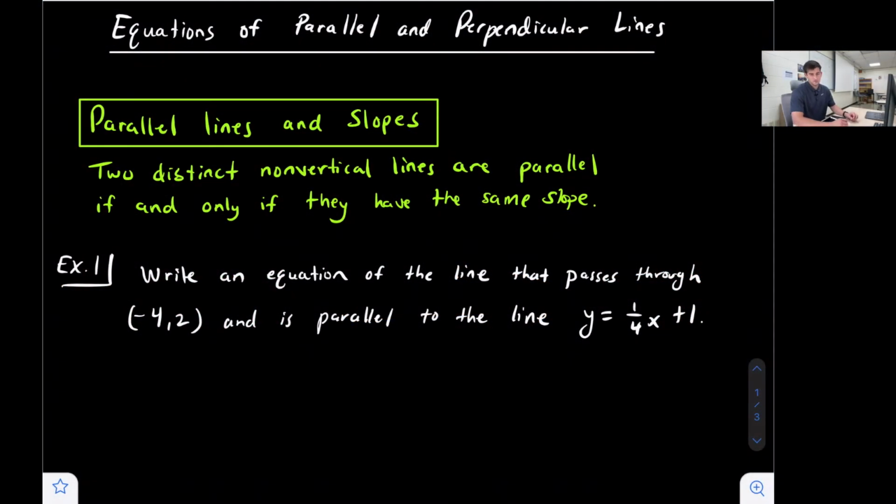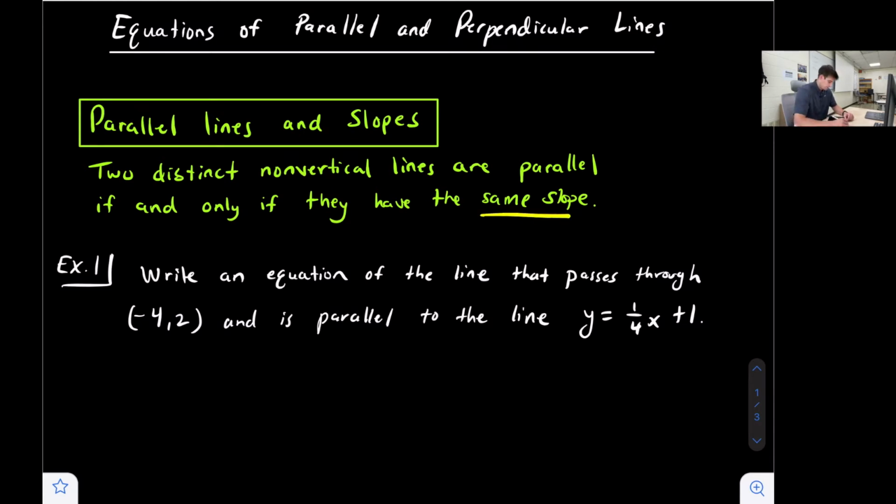Hello everyone, in this video we're going to talk about equations of lines that are parallel and perpendicular. So we'll start off with parallel lines. At the top of the screen here we see parallel lines and slopes. A little bit about parallel lines and slopes: two distinct non-vertical lines are parallel if and only if they have the same slope. So the key phrase there is same slope.